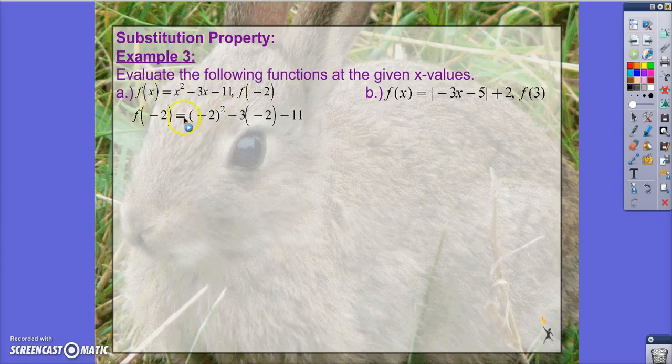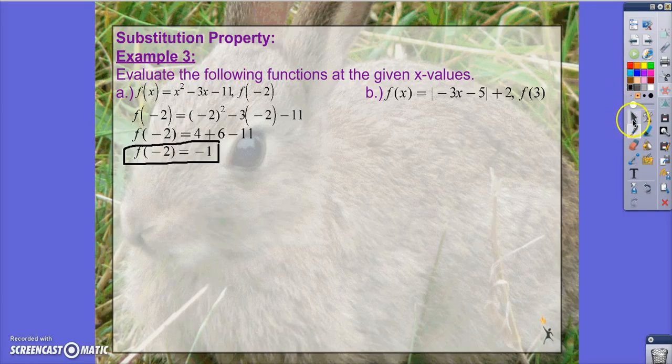Now be careful when you evaluate. I always put parentheses. Order of operations tells me first to square. Be careful, -2 squared quantity is a +4. Then I evaluate -3 times -2, which is +6. From here, 4 plus 6 is 10. 10 minus 11 is negative 1. So this is my answer here, and you're going to leave it like that. F of negative 2 equals negative 1. You're not solving for f, that's just function notation.